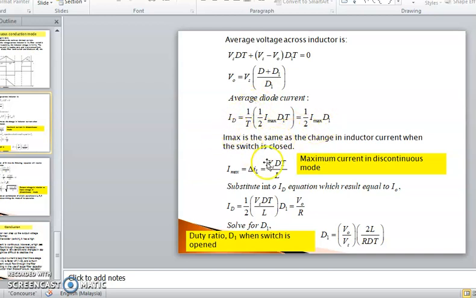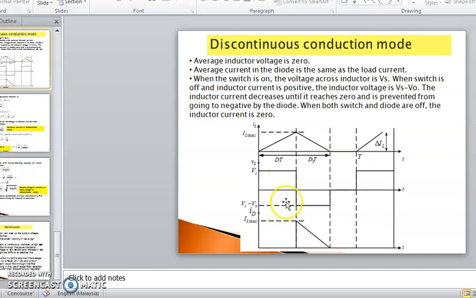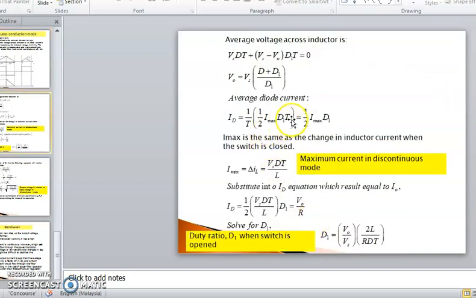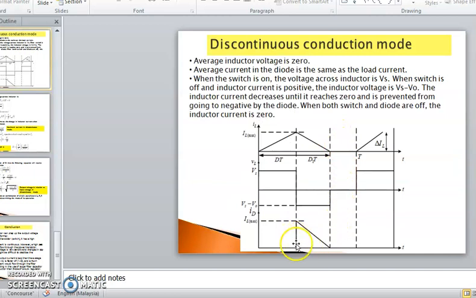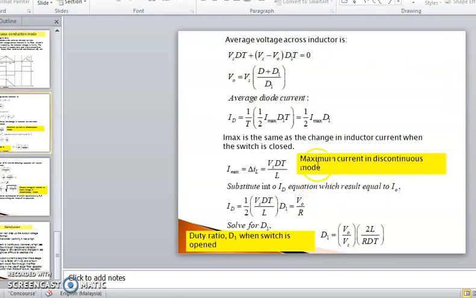We can find the average diode current as the area under the triangle shape here, equal to half of I max times D1. So D1 here, half of it. So that's the amount of the area below the graph.